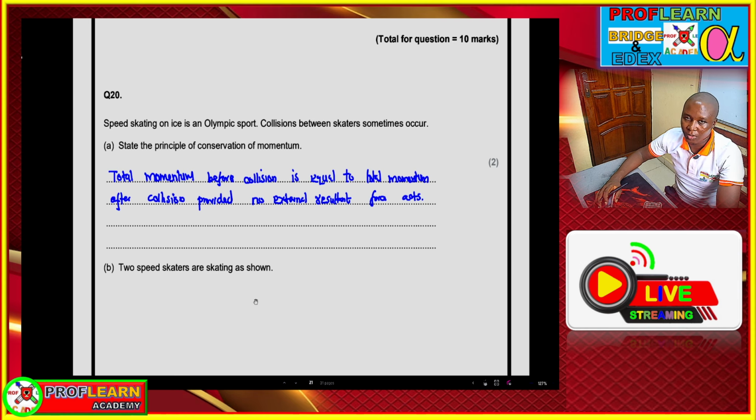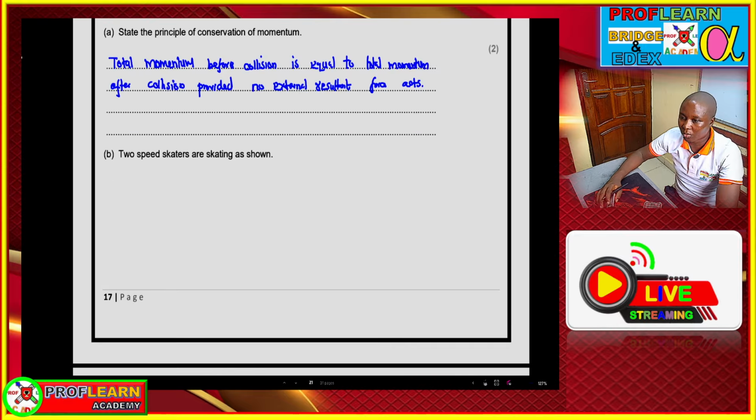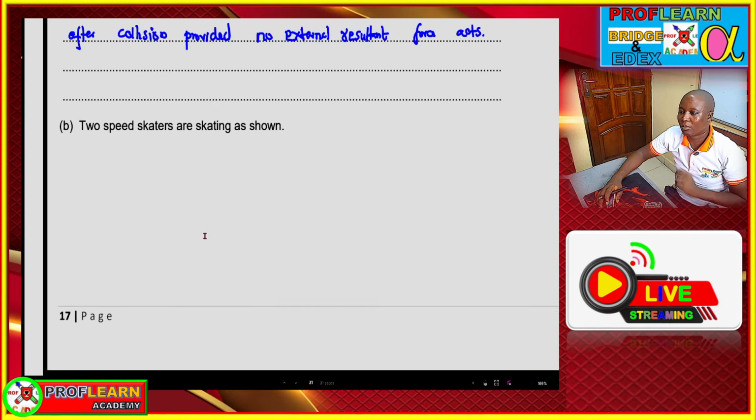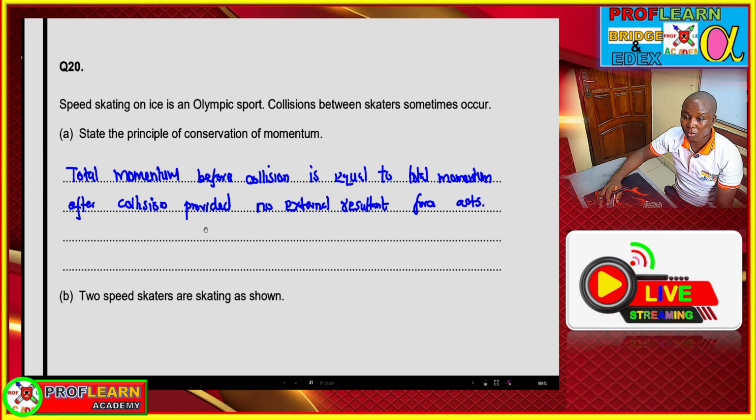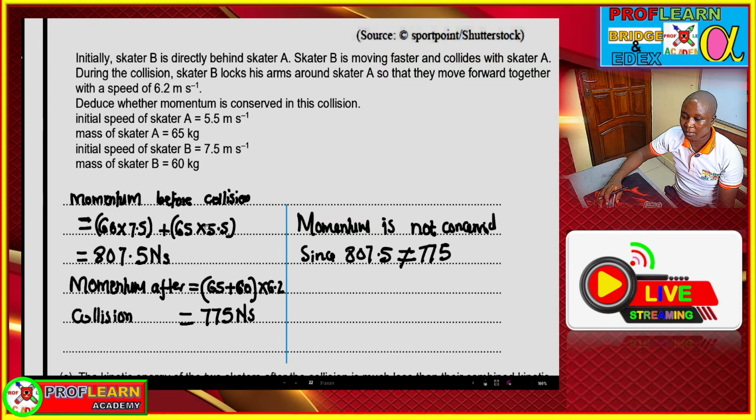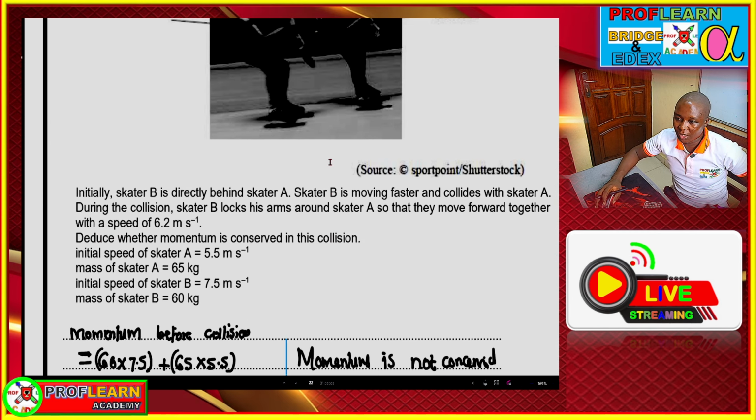This is a question that is testing the conservation of momentum, how you are supposed to state momentum, and this one is very, very important for you to understand how to state the law of conservation of momentum, because that question might be asked. And since we have said that momentum before collision is equal to momentum after collision, then we can work out questions like this. We are asked to deduce whether momentum is conserved in this collision.